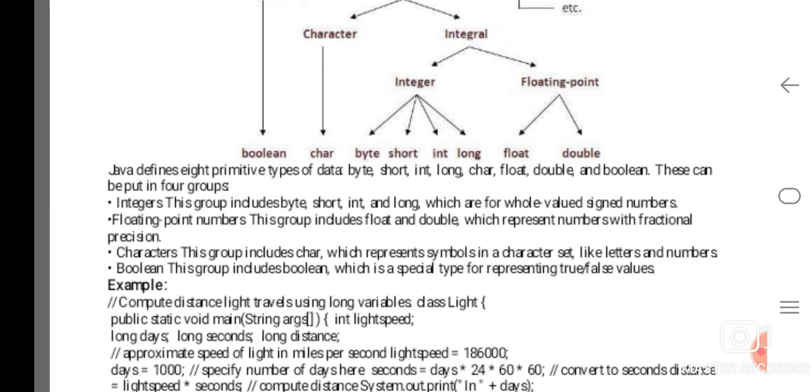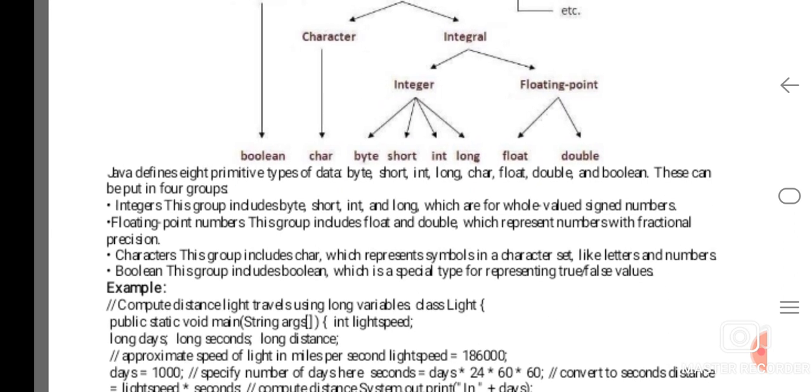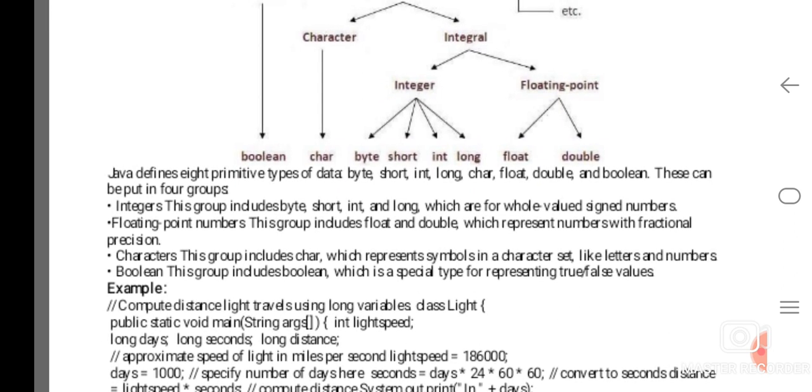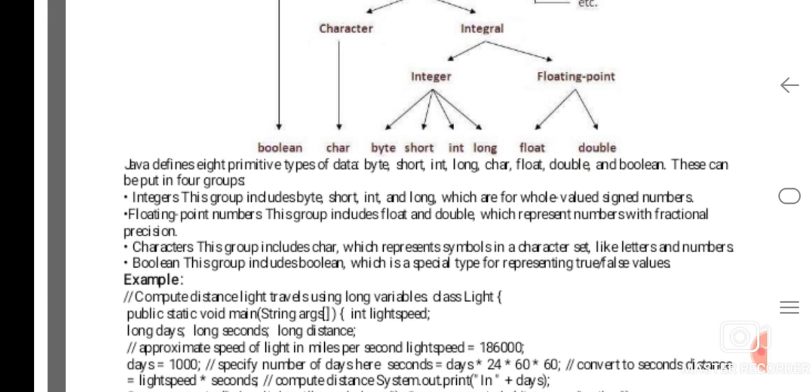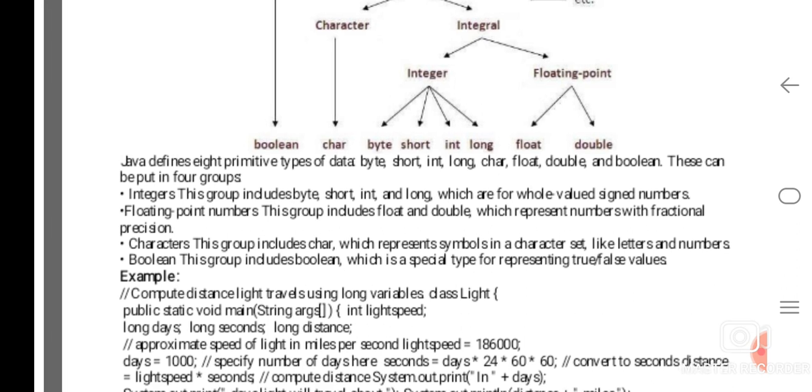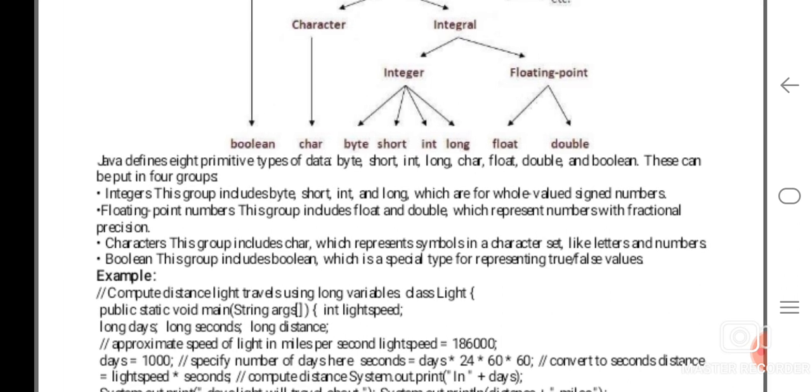Java defines 8 primitive types of data: byte, short, int, long, char, float, double and boolean. These can be put into 4 groups. Integers, this group includes byte, short, int and long, which are 4 whole-valued signed numbers. Floating point numbers, this group includes float and double, which represent numbers with fractional precision.